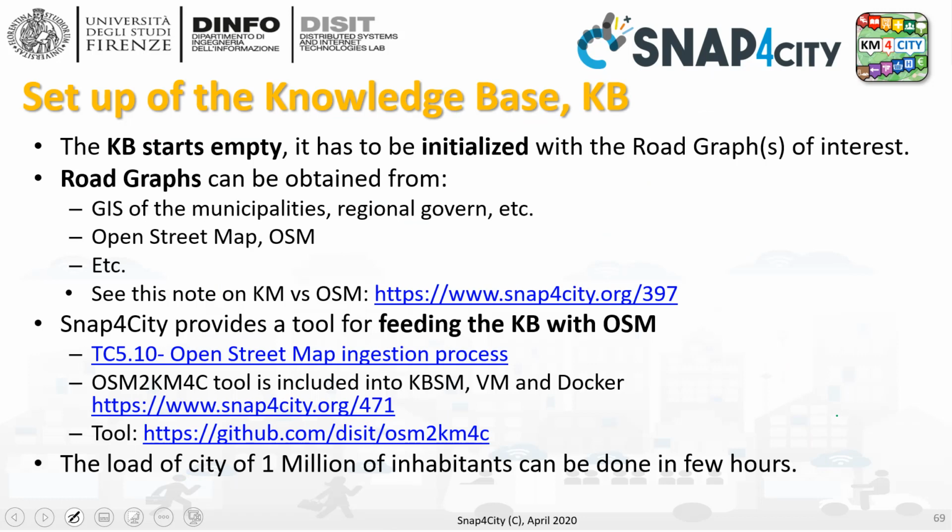So you can start the knowledge base from an empty knowledge base. You can initialize the road graph according to the municipality. You can use OpenStreetMap. To do that, we suggest you see the notes on the web page 397, which explains how to use it. This tool, called OpenStreetMap to CKAN4City, is included in the knowledge base SM virtual machine and Docker. So you don't need to install an additional tool. You can use the tool inside the Docker and virtual machine.